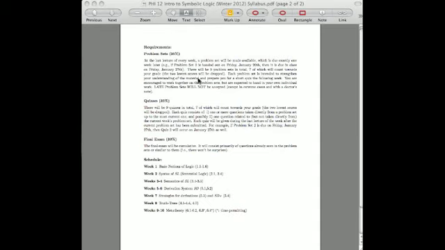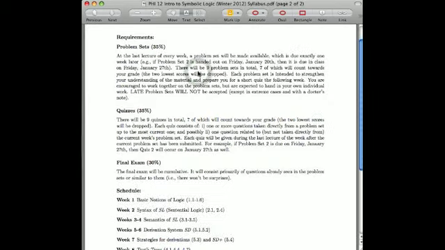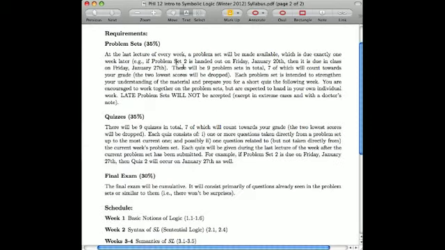Hi. Okay, so this is the second part of the introductory lecture where we're just going to cover the syllabus, and what we have left to cover are the course requirements. So there's going to be three different course requirements, three ways in which you're going to be assessed. The first one is what we call problem sets.